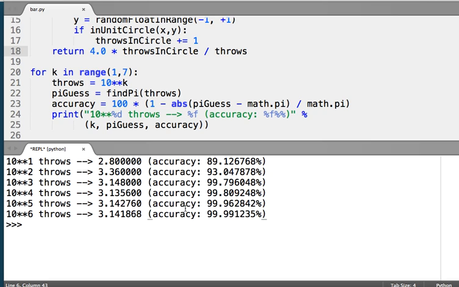And there you have it. We were able to find pi quite accurately by throwing coconuts into a circle.